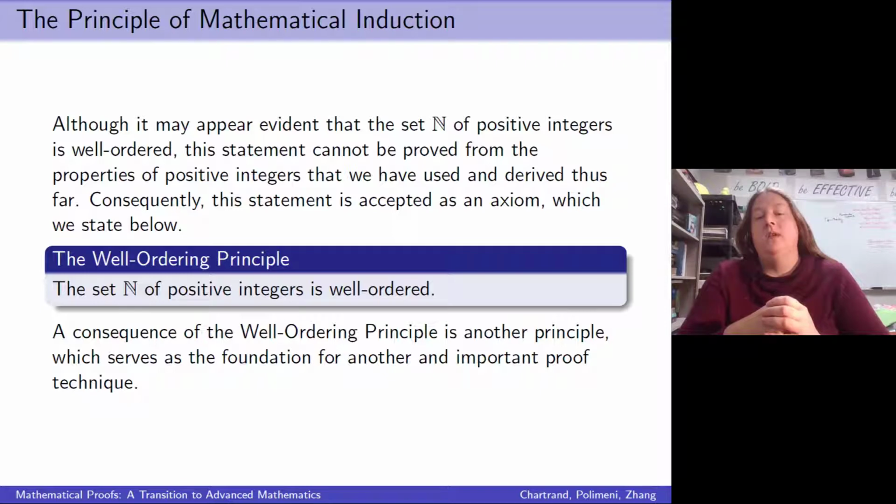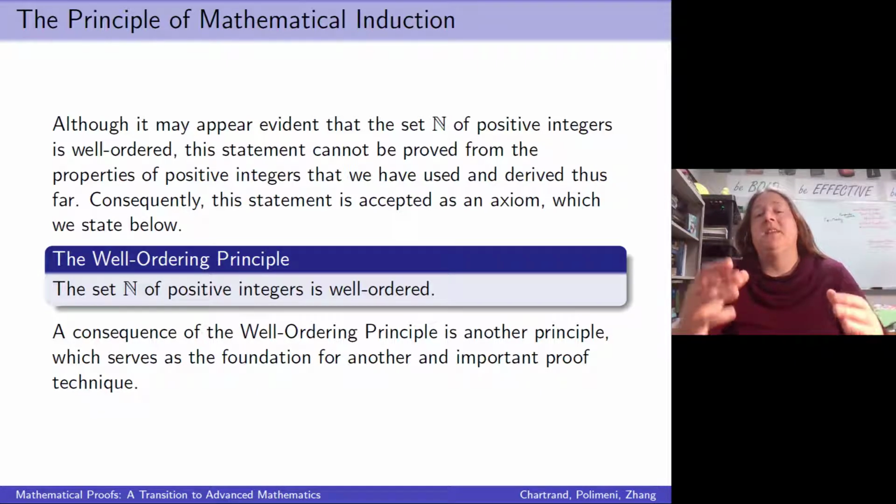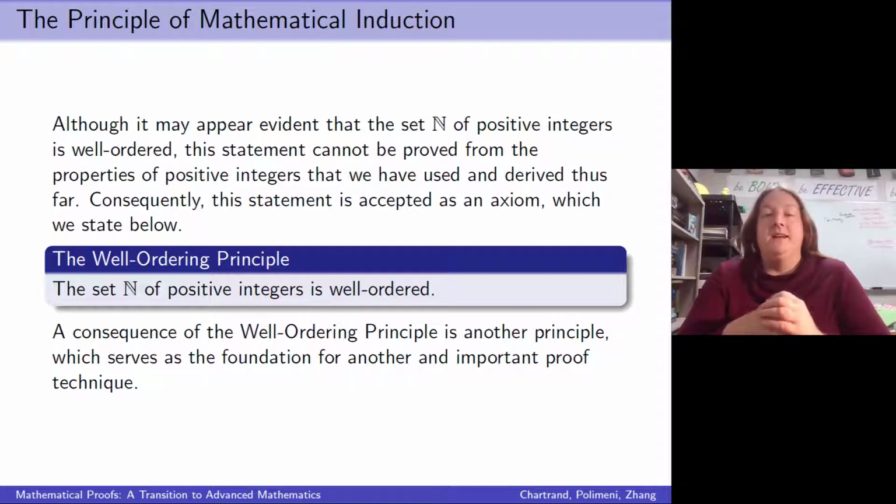But it turns out that we can't really prove it. So when we can't prove something, but it seems apparent to us, then we sometimes accept something as an axiom. I told you a while ago that axioms are very few and far between. This is one of the axioms that we'll take, the well-ordering principle. It says that the set of all the positive integers, or the natural numbers, is well ordered.